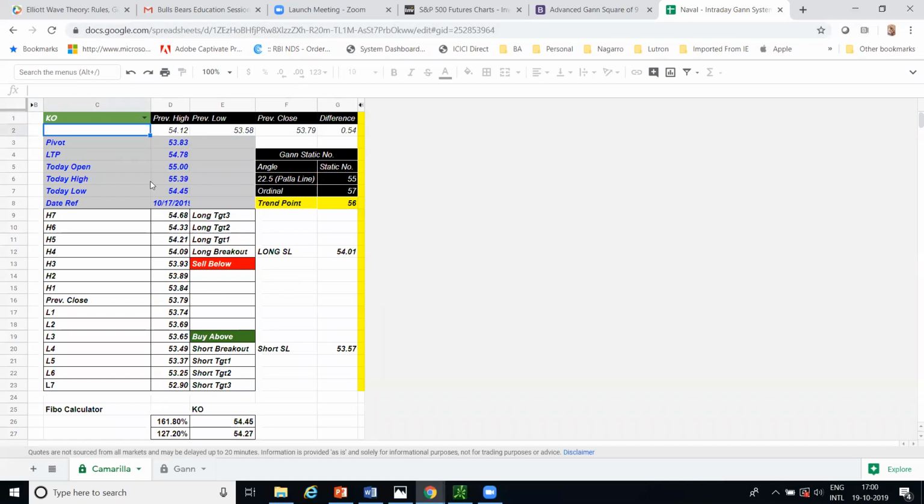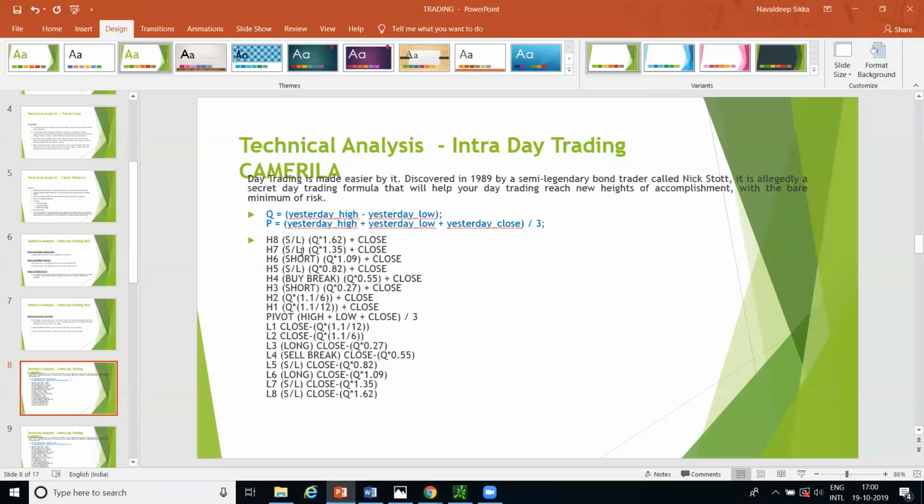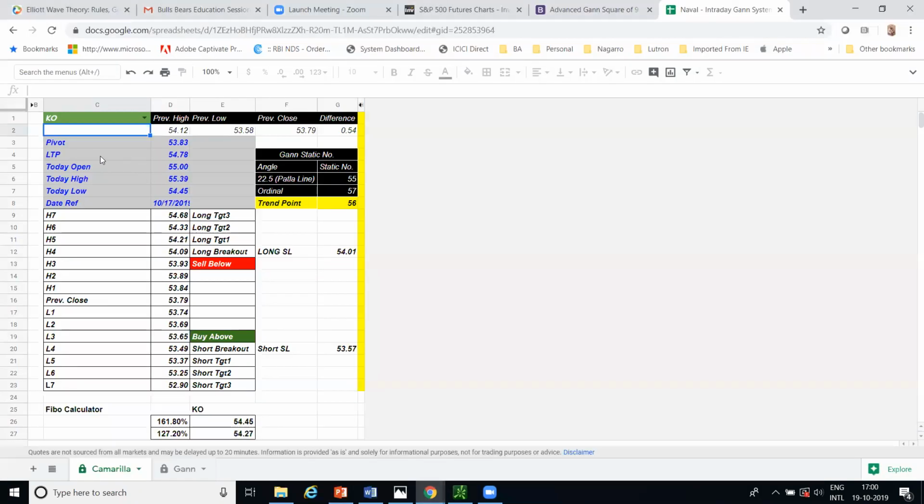So when you want to prepare a Google Doc, add all these formulas which I've added here. It will pick up the previous day high, low. You can search on Google how to figure out yesterday's high and low. Insert it in your sheet, add all these formulas, and you will end up with this sheet. So how to use this sheet?